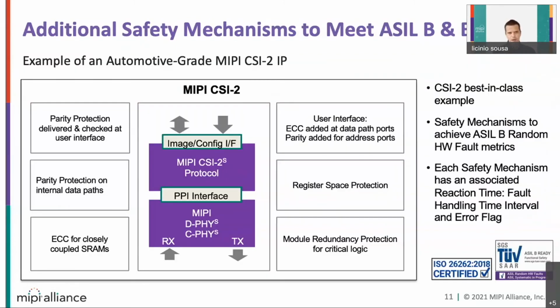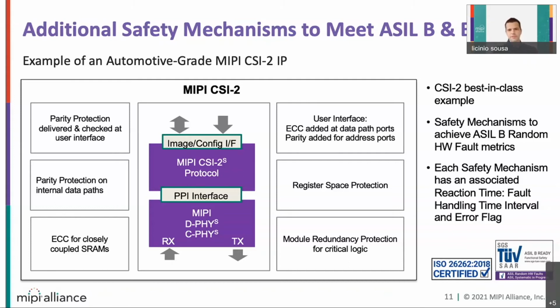And here's an example of a best-in-class implementation of a CSI-2 interface, where the purple boxes describe different safety mechanisms that were implemented in order to achieve an ASIL B safety level. You see things related to parity protection at the interfaces, data path protection, ECC for the buffers that you need to implement the protocol, the register space protection, etc.